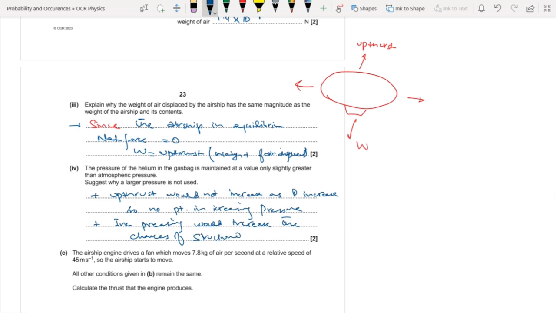Structural failure. I think that would suffice.